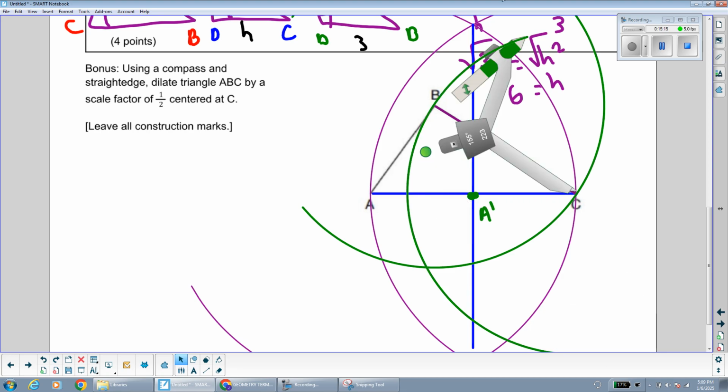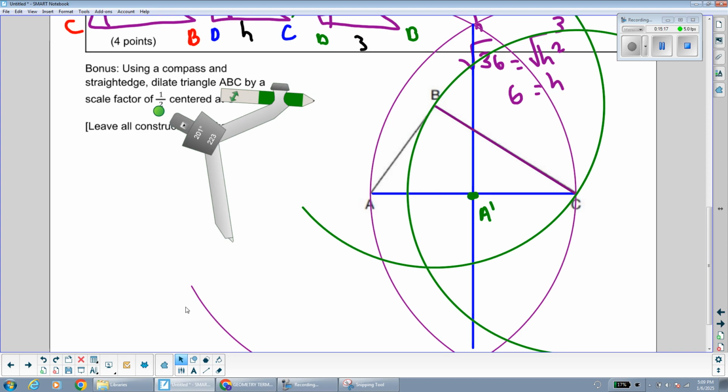Oops. Okay. And it could get a bit messy, especially on this computer. So annoying. Okay. And there we have point B prime. So I'm just going to outline the dilated triangle. I did a really bad job of connecting that last line together. Here we have the dilated triangle, half the size of the original, and it shares point C with the original.